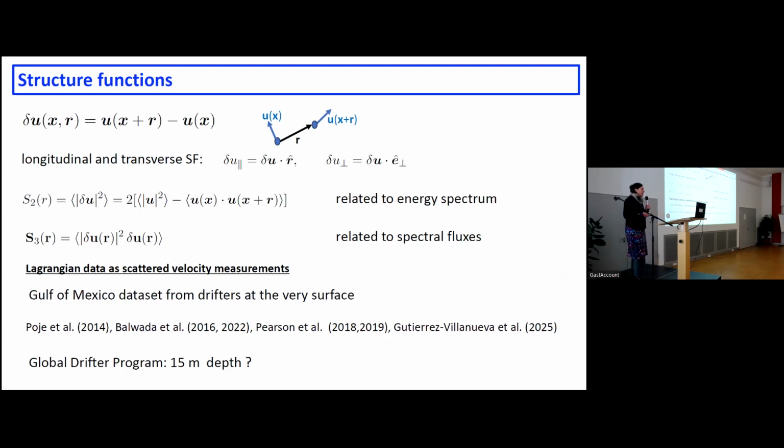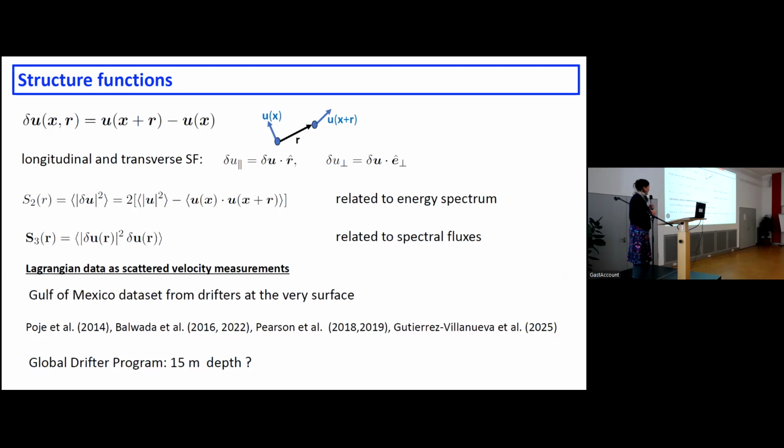Okay, so talking about Lagrangian structure functions, it means that, of course, the Lagrangian drifters follow the flow in the ocean, so they sample basically the velocity field. And so you can treat these Lagrangian data as scattered velocity measurements from which you can then estimate structure functions. A very prominent data set where a lot of structure functions were analyzed was the Gulf of Mexico data set. Those were from drifters actually deployed at the very surface.